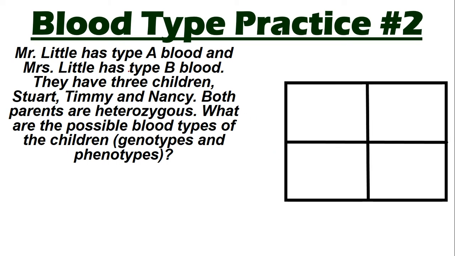Practice number 2. Mr. Little has type A blood and Mrs. Little has type B blood. They have 3 children, Stuart, Timmy, and Nancy. Both parents are heterozygous. What is the probability of their blood types for the children, both genotypes and phenotypes?